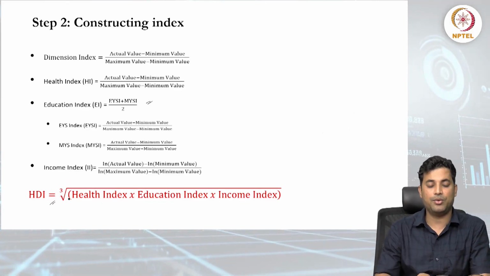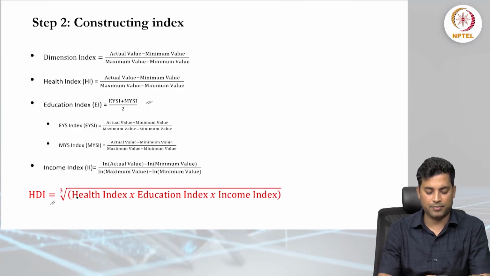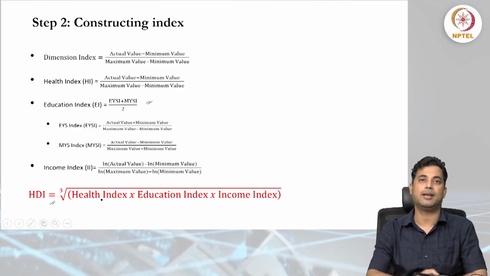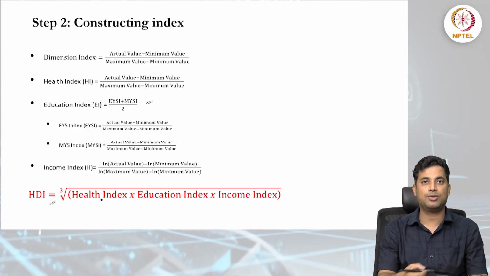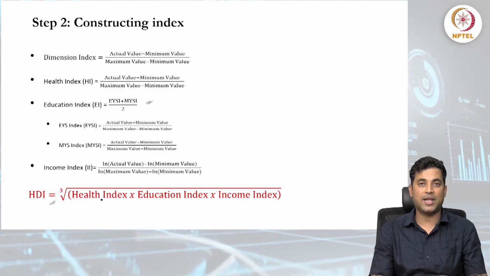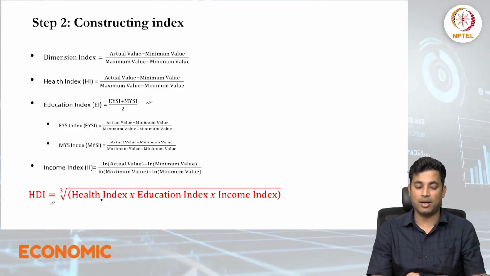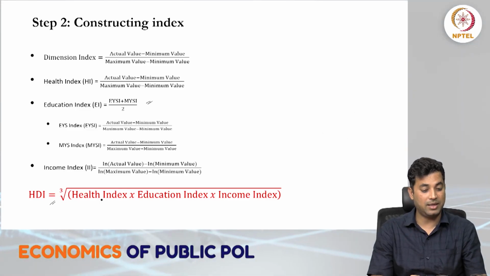And finally for HDI, we take the square root of the health index, education index, and income index. So these are the two steps that we should take into account while calculating the human development index.